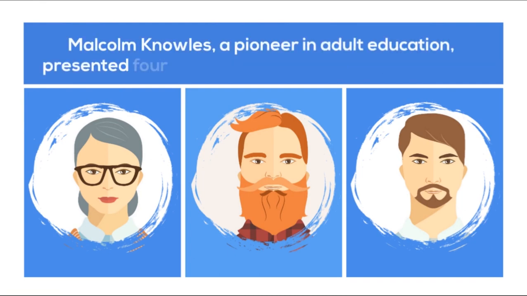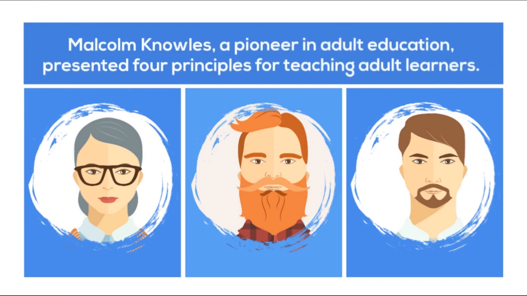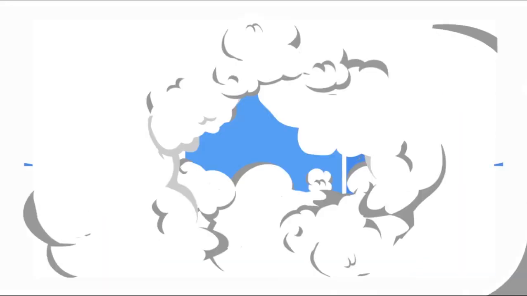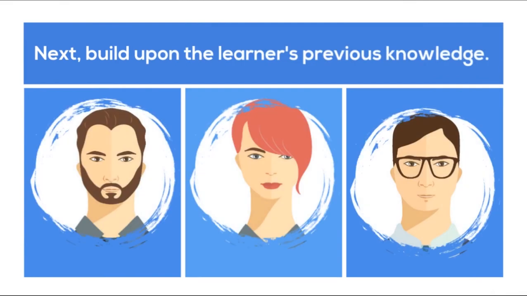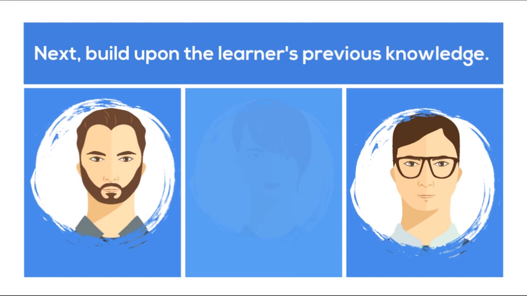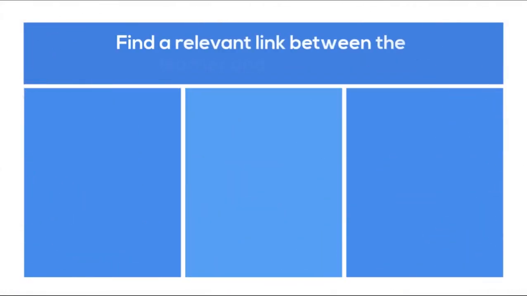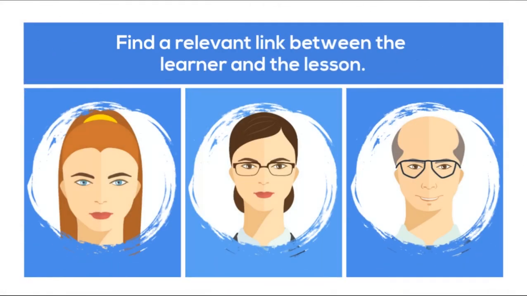Malcolm Knowles, a pioneer in adult education, presented 4 principles for teaching adult learners. 1. Learners need to be involved in the planning and evaluation of their training and education. Next, build upon the learner's previous knowledge. 2. The learner's experiences, including past mistakes, should be used as the basis for all activities. Find a relevant link between the learner and the lesson.